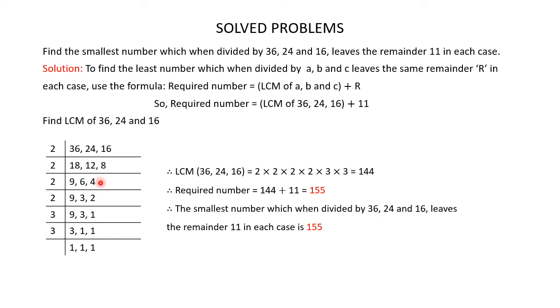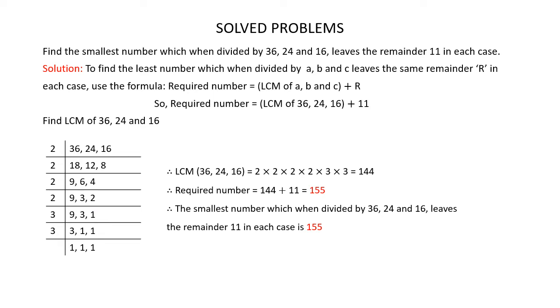Now divide again by 2. 9 is not divisible by 2 completely, so write 9 in the next row as it is. 6 divided by 2 is 3, write 3 in the next row. 4 divided by 2 is 2, write 2 in the next row. Divide again by 2. Write 9 as it is in the next row. Write 3 as it is in the next row. 2 divided by 2 is 1, write 1 in the next row.